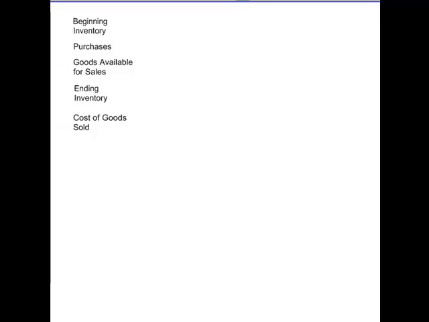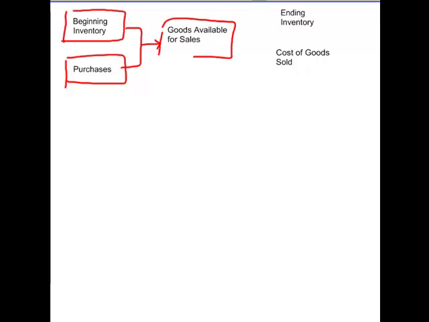Well, the way I like to remember this formula is to turn it into a bit of a visual, and what I do is rearrange this a little bit so that I can remember it a little bit easier. So the way this visual works is that I take my beginning inventory and I add my purchases to it, and both of those things added together equals goods available for sale to our customers. From the goods available for sale to our customers, if we subtract our ending inventory from that number, we're going to end up with our cost of goods sold.